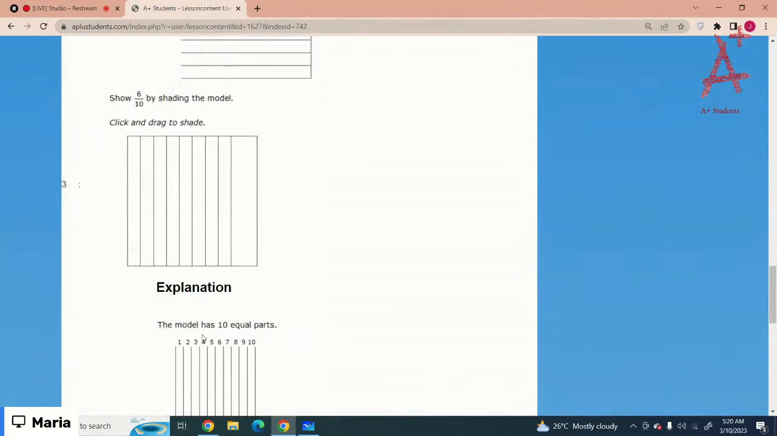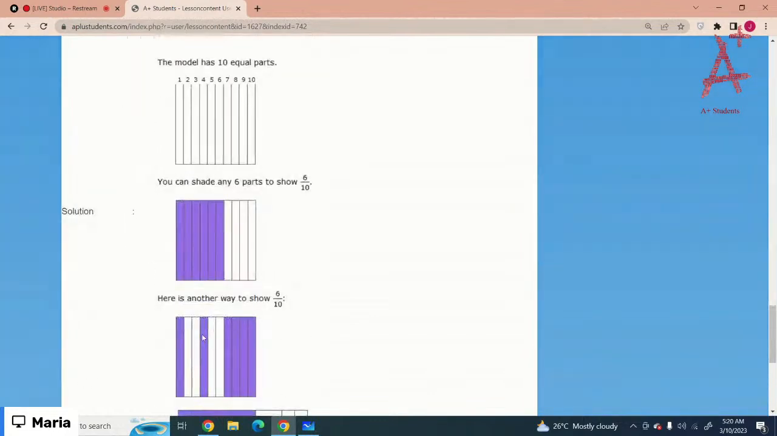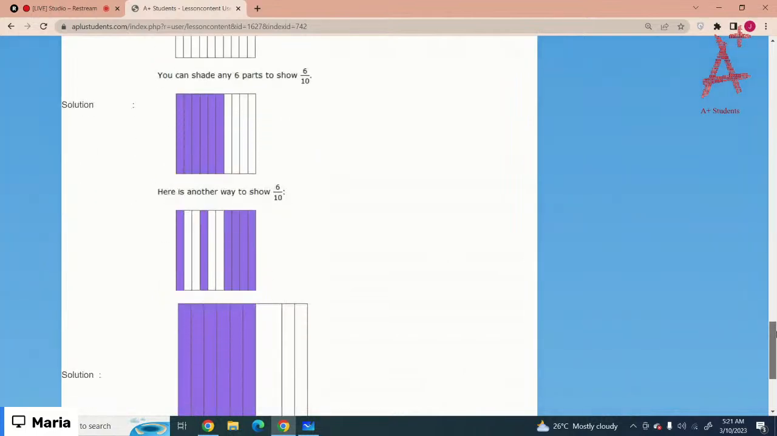Show 6 over 10 by shading the model. That means the total portions are 10 and out of the 10, 6 of them are colored. So that represents 6 over 10. Got it? This one represents 6 over 10. Either the 6 colored portions are together, or you can split them, like 1, 2, 3, 4, 5, 6. So both of them represent 6 over 10. Got it?